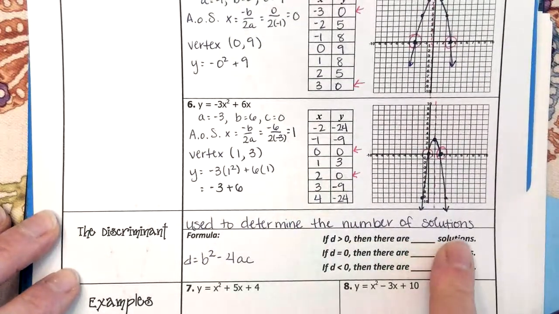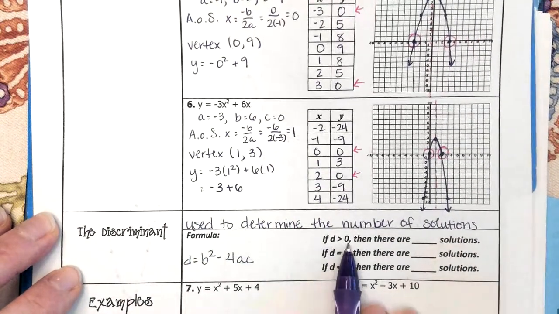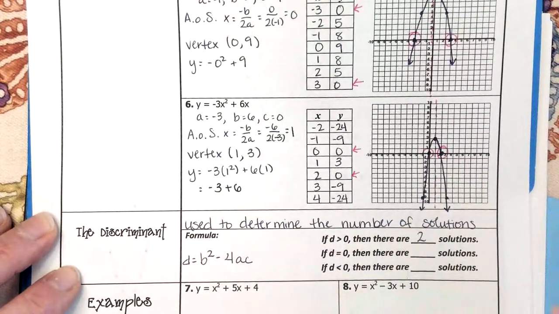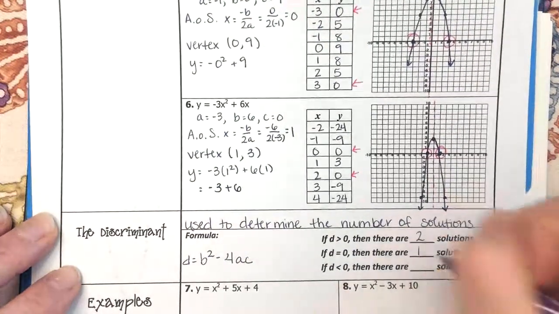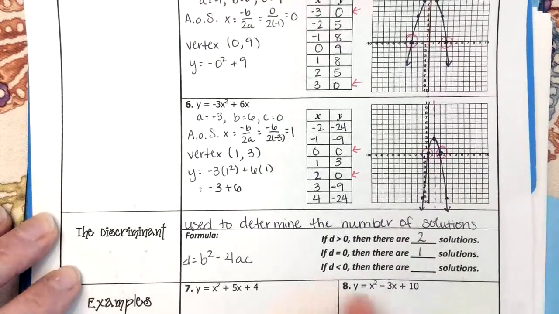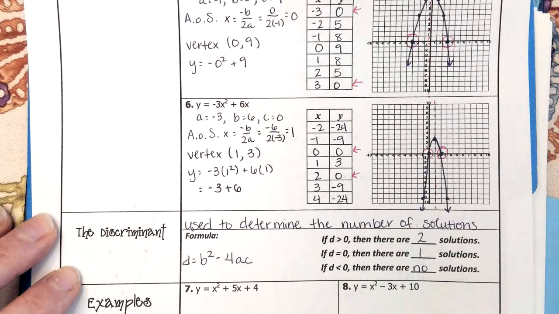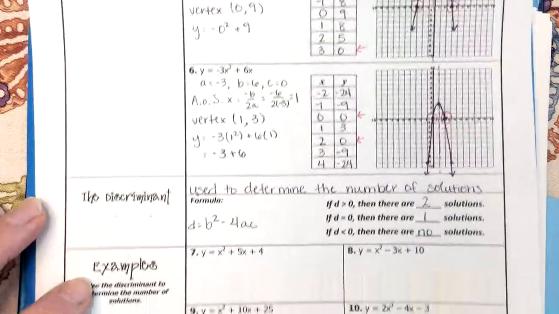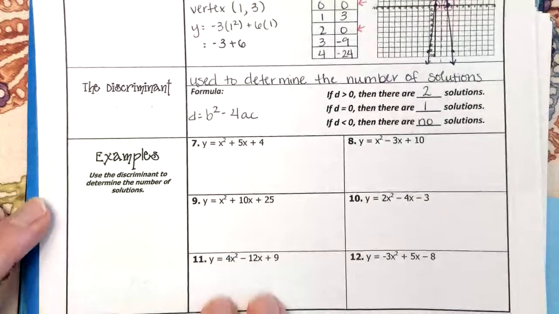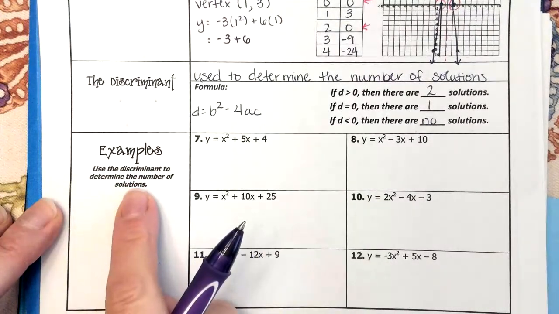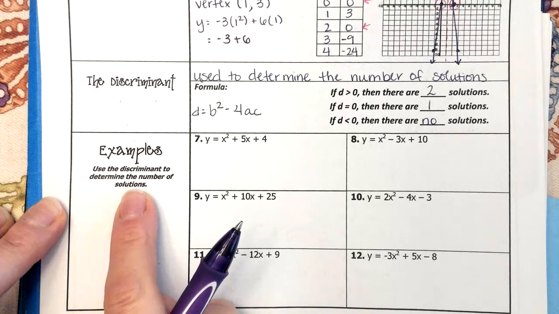Find how many solutions means look at the discriminant and decide: if the discriminant is positive, there are 2 solutions. If the discriminant is 0, there is 1 solution. And if the discriminant is negative, there are no solutions. In these last examples, they're asking us to use the discriminant to determine the number of solutions. So don't find what they actually are, just tell me how many there will be.